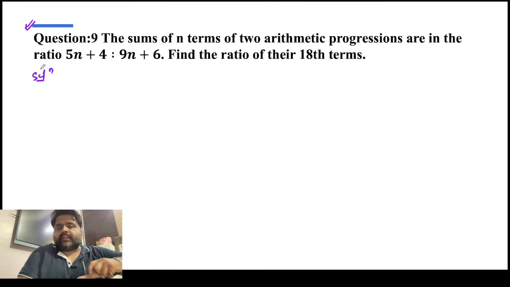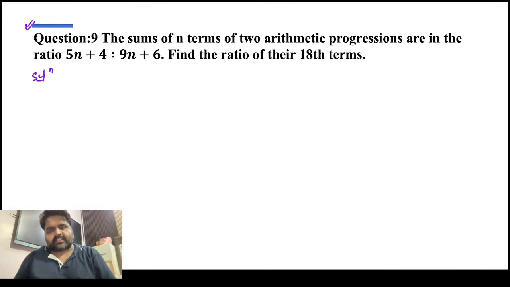The sum of the n terms of two arithmetic progressions are in the ratio of 5n plus 4 to 9n plus 6. Find out the ratio of the 18th terms. And this is the tough one, please focus on the screen.